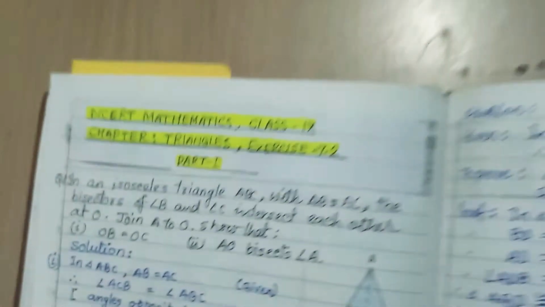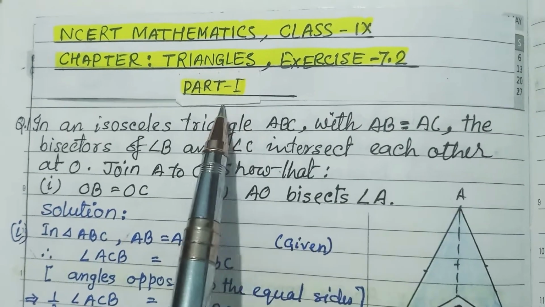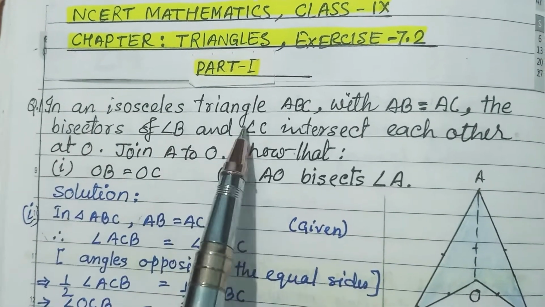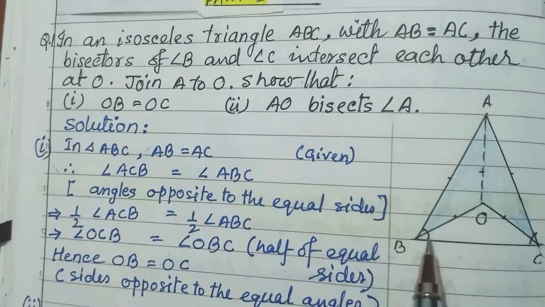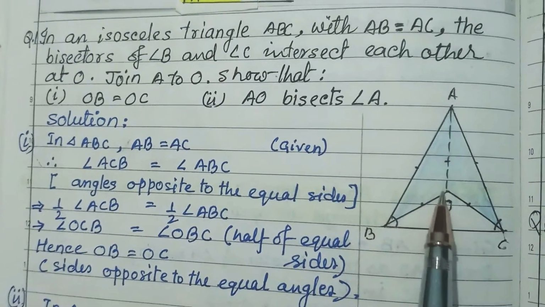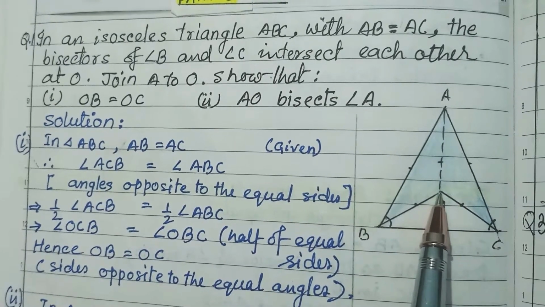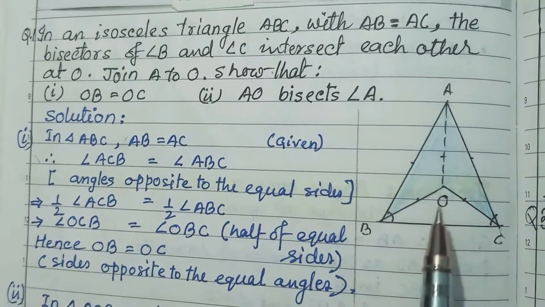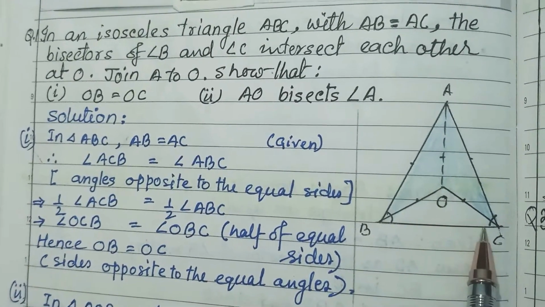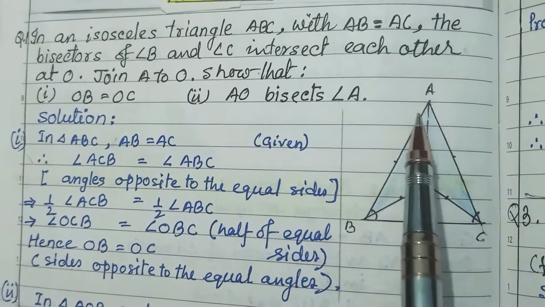Next, now go through the chapter. Exercise 7.2, part 1. Questions 1 to 3 I will explain. In an isosceles triangle ABC with AB equal to AC, the bisector of angle B and the bisector of angle C intersect at point O. Join OA. Show that first, OB is equal to OC, and second, AO bisects angle A.